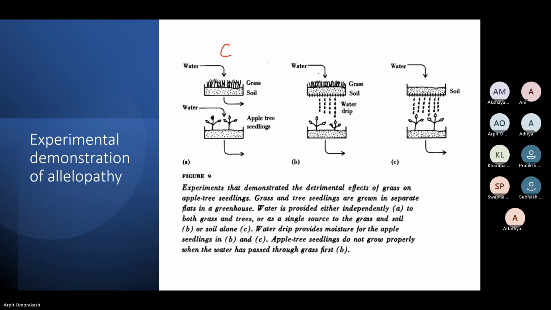In the second case, there are holes in the top container. When we drop water into the grass, it overflows and drips down to the apple tree. The water coming down carries whatever chemicals or secretions the grass roots have, like allelopathic secretions, molecules or compounds. They will be mixed with the water and fall down onto the apple seedling.